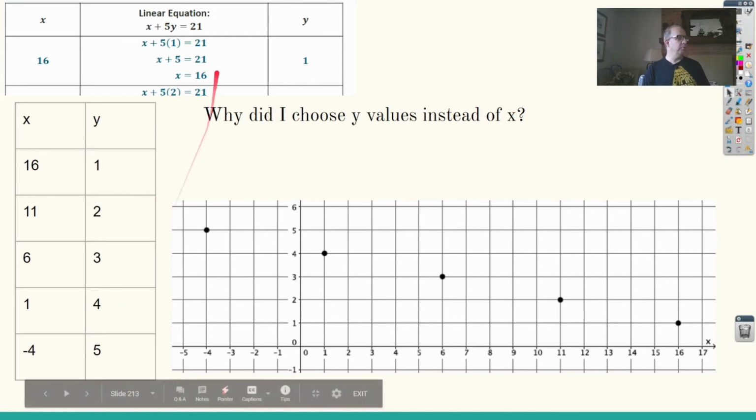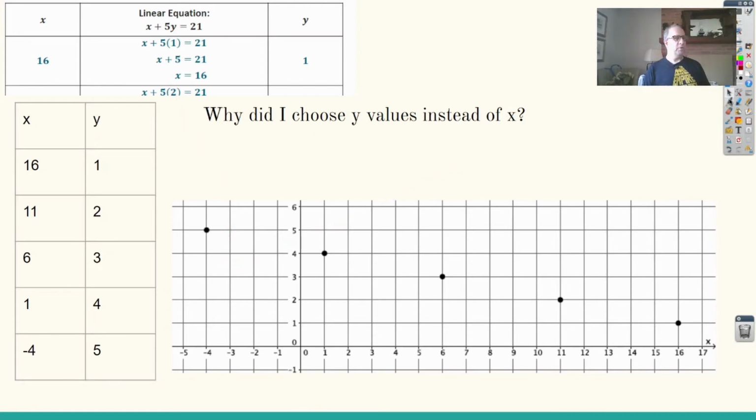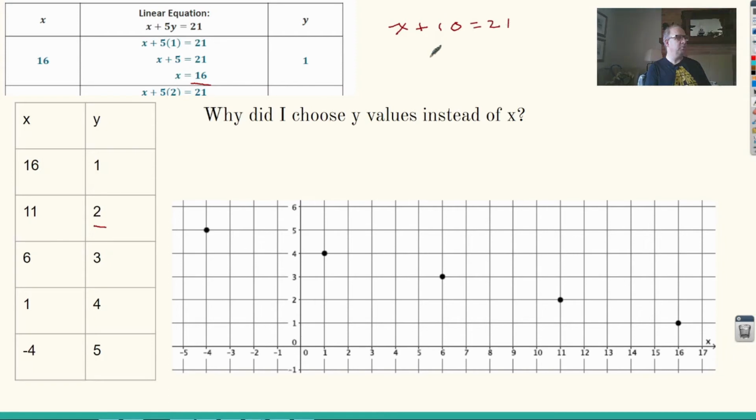So if I choose 1, 2, 3, 4, 5 for y, then I get these numbers, right? If I choose a 1, that would be 5 times 1. Subtract 5 from both sides, I get a 16. If I choose a 2, that would be 5 times 2 is 10. So I'd be x plus 10 equals 21. Subtract 10 on both sides, x equals 11. And so on and so forth. So if I chose a 1 for y, then I get 16 for x.